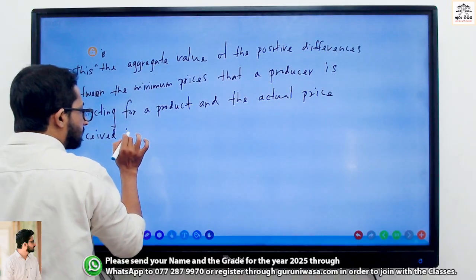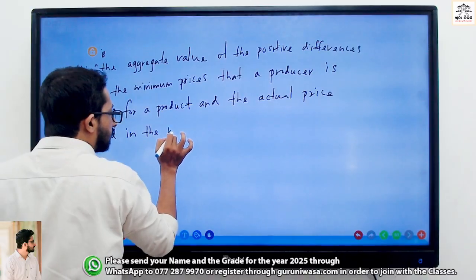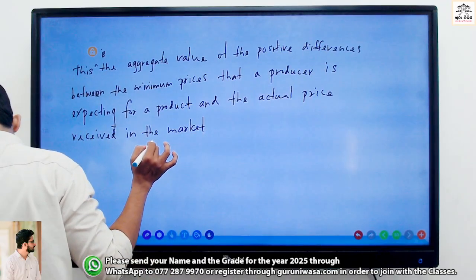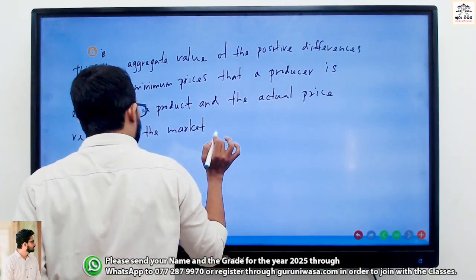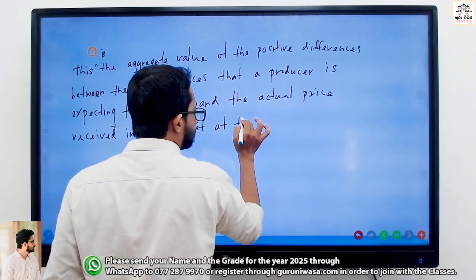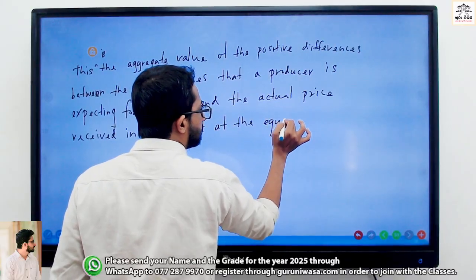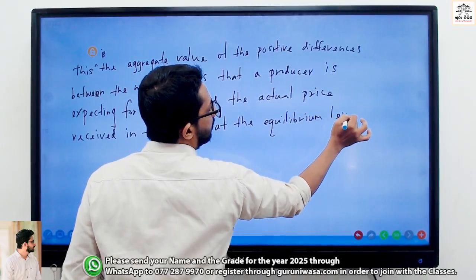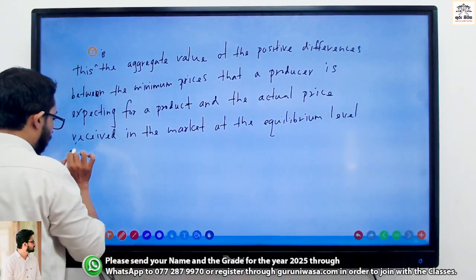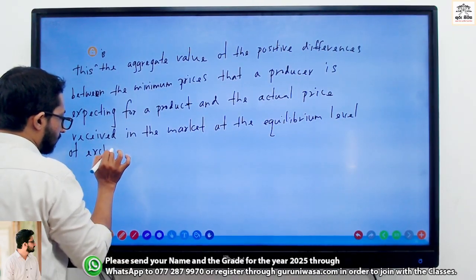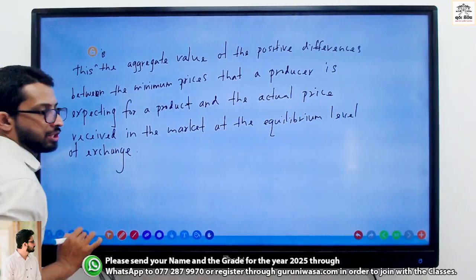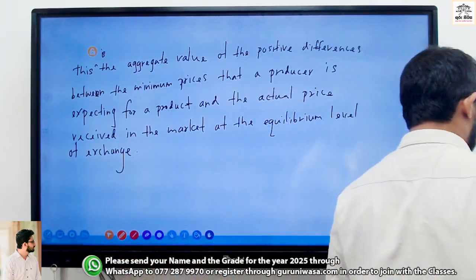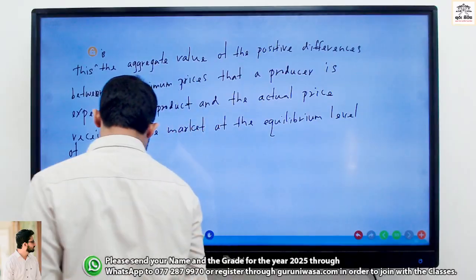in the market at the equilibrium level of exchange. Okay, Lamai. Here, highlight these points.